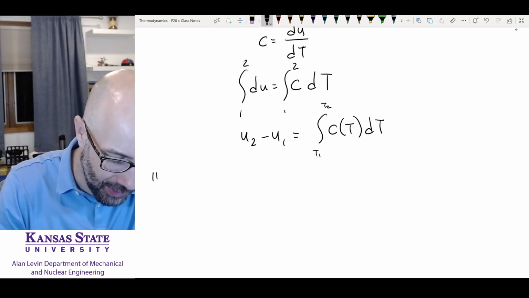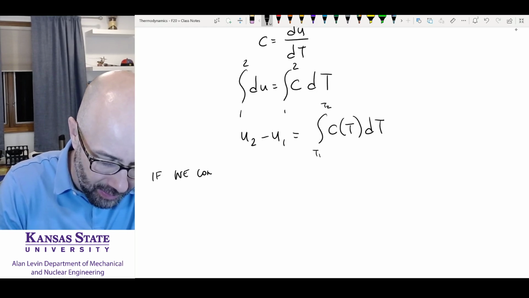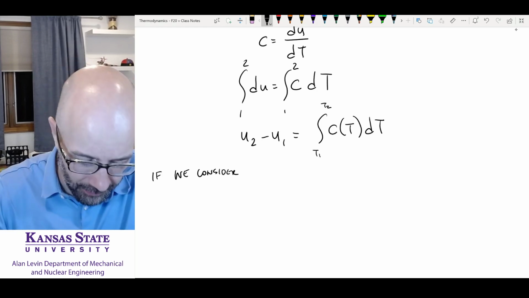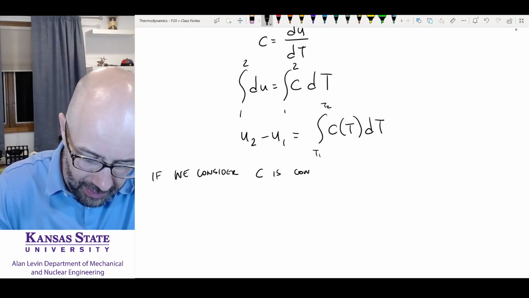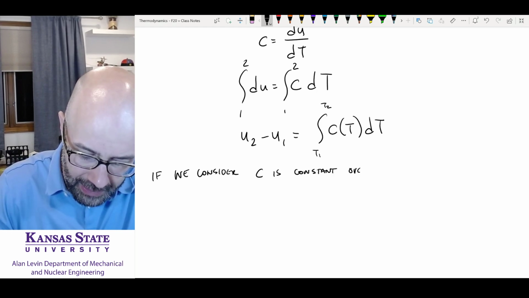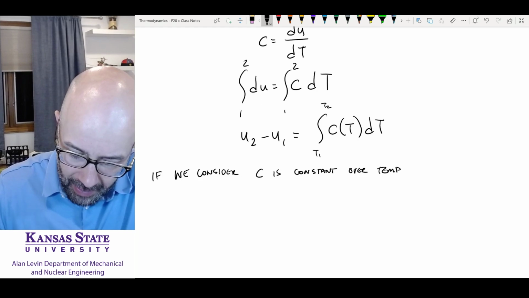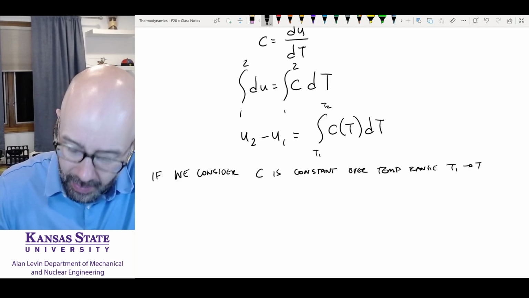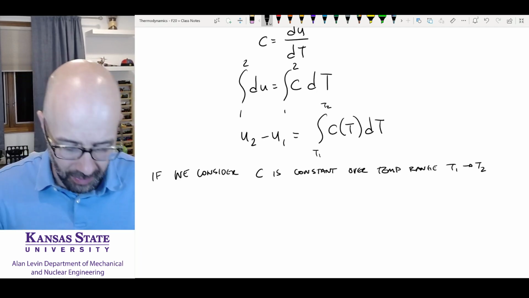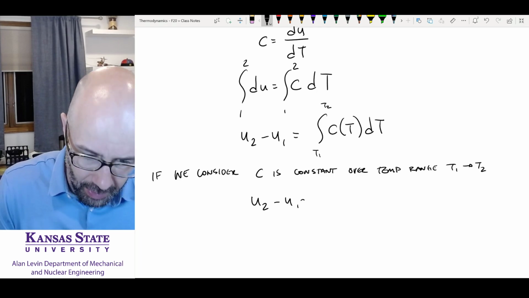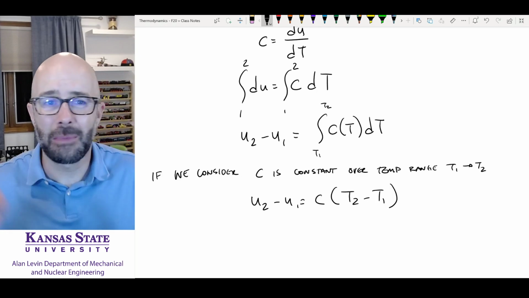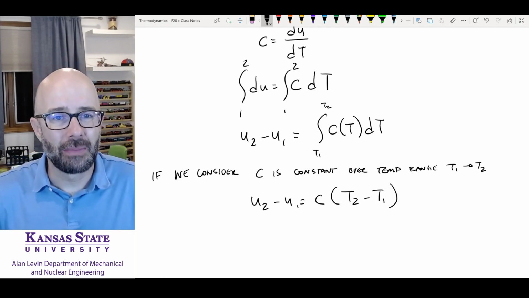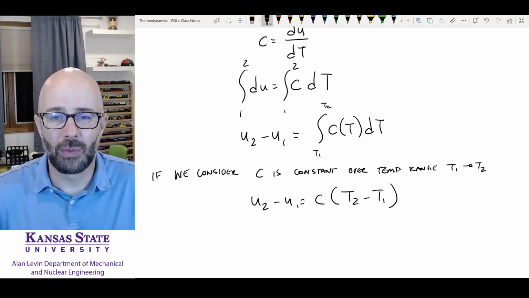So if we model, or if we assume, that specific heat is constant over the temperature range that we're concerned about, T1 to T2, we can take it out of the integral, right? And we can get U2 minus U1 is equal to the specific heat times T2 minus T1. Okay, that is an assumption. But we're already modeling it as an incompressible substance, and so that seems like a reasonable thing we can do.